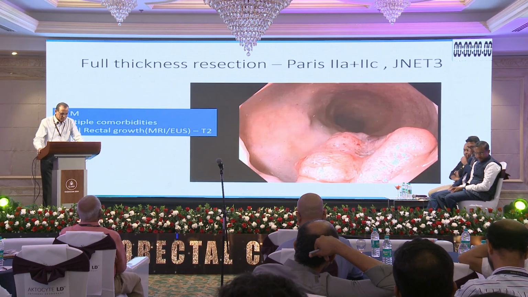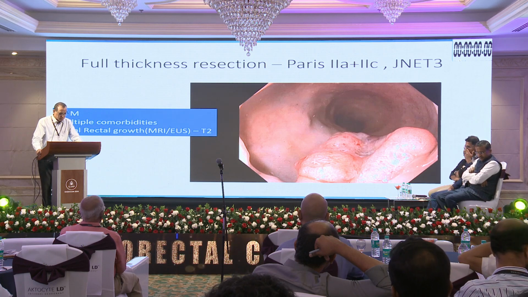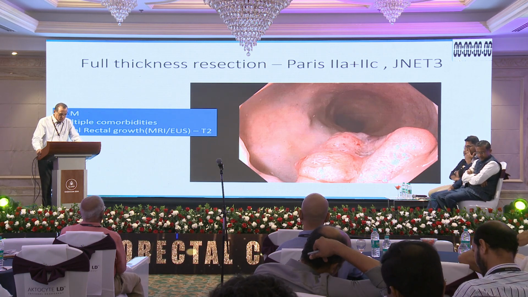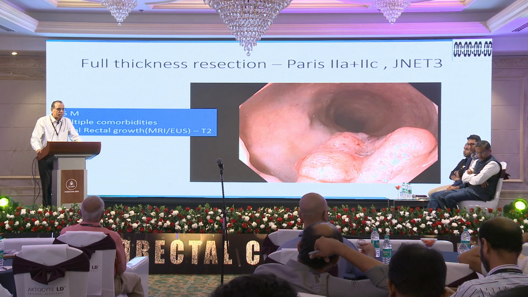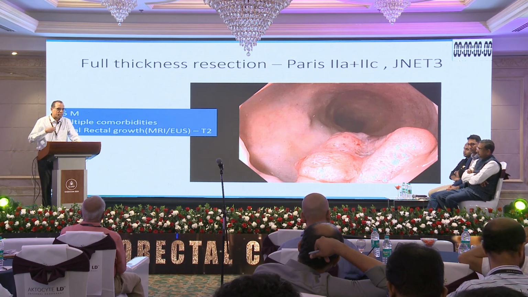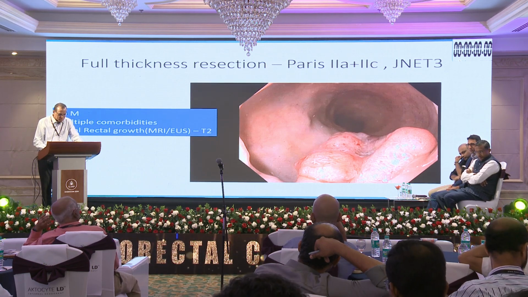And this is another case. This is an 85-year-old male, multiple comorbidities, and distal rectal growth, and endoscopic ultrasound. For distal rectal growth, we generally do EUS because we think it's a little safer for us, and it is a T2 growth. We know that the muscle is involved.